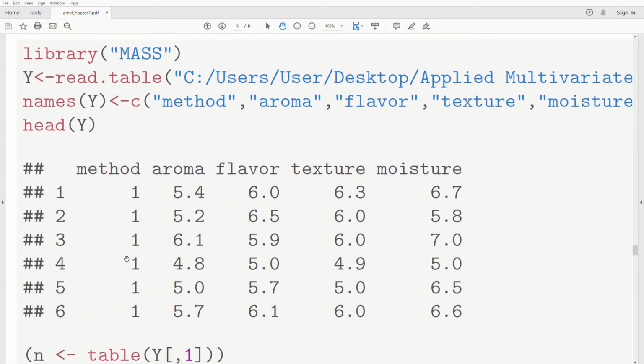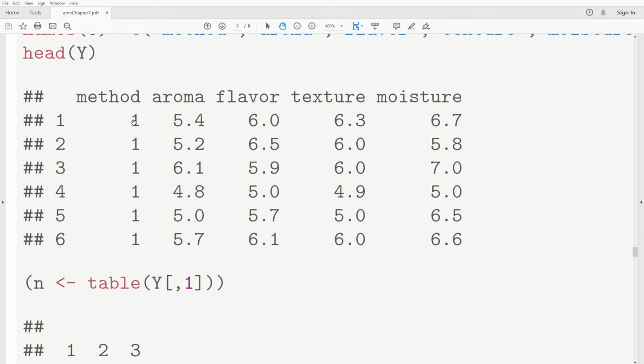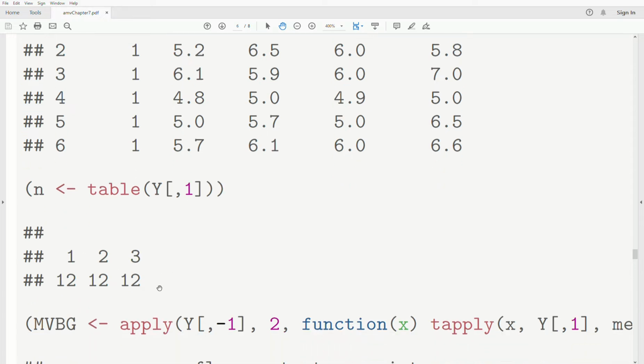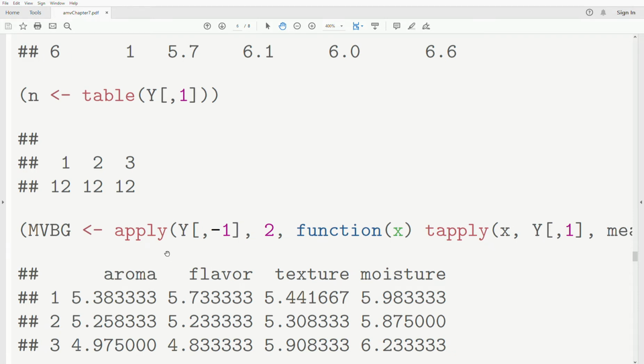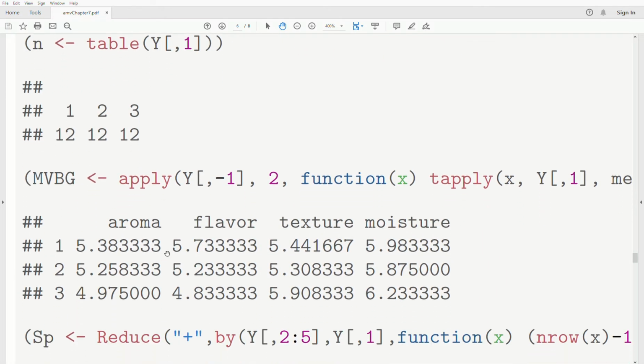And then let's print the first 6 observations, which is called the head. Now, method, of course, is the fish, and these values take on 1 to 3. Let's calculate the sample sizes for each group, which is 12 for each method of cooking. We calculate the mean vector by group using this function here. And this is it. There's 3 groups, and this is the mean vector. So this, in our new observation, will be compared against each of these mean vectors.